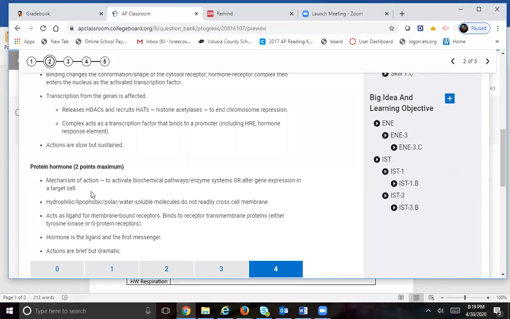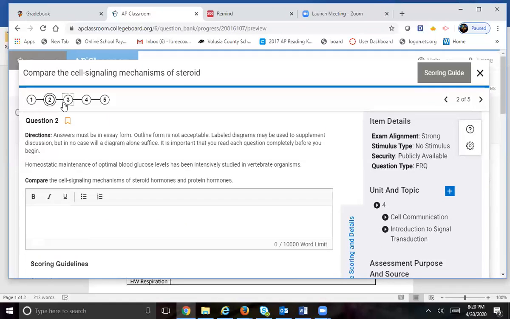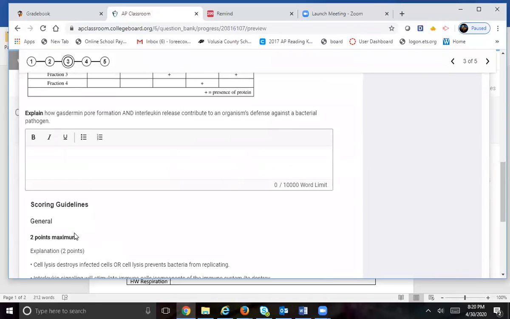So proteins typically will not pass through that phospholipid bilayer. They won't go through the tails. They're too big. So they're going to bind to an external receptor, kicking in that second messenger, right? Or they're going to have some sort of transduction pathway because they can't get through that membrane. Okay, so this was a 4-point question. Question 3, a lot of people just basically made statements on this one.